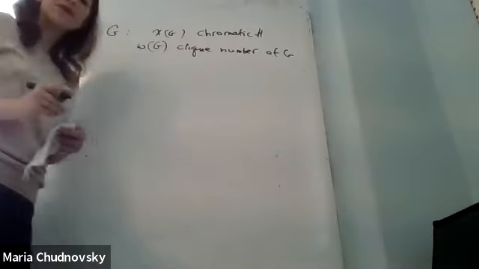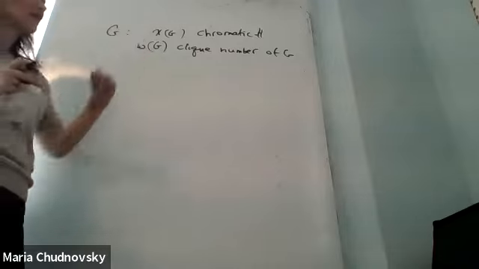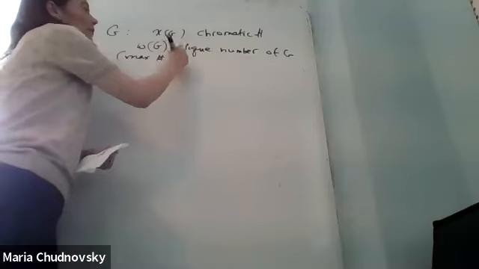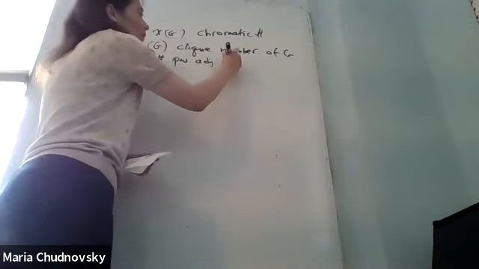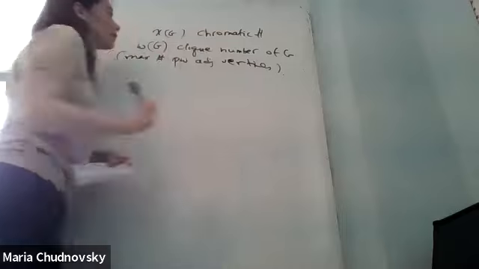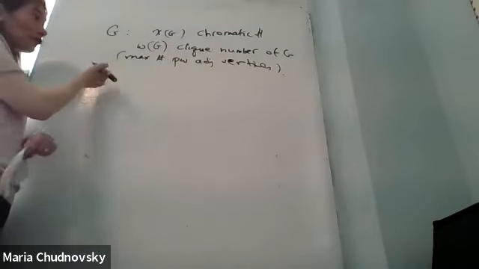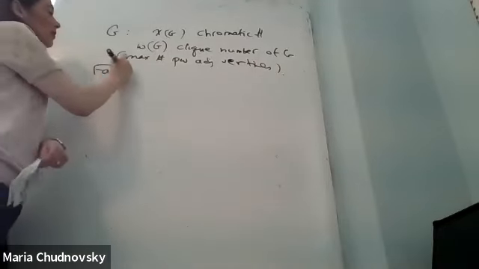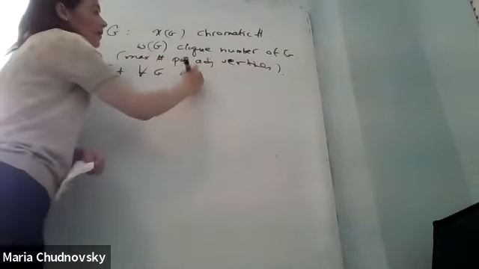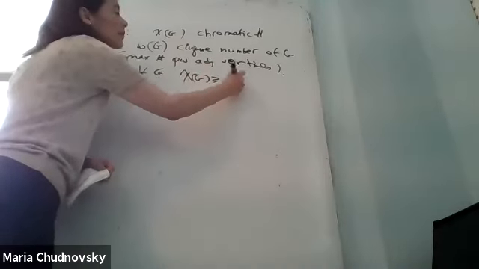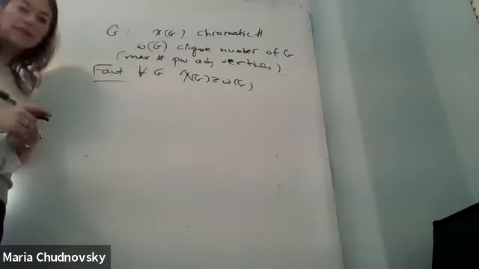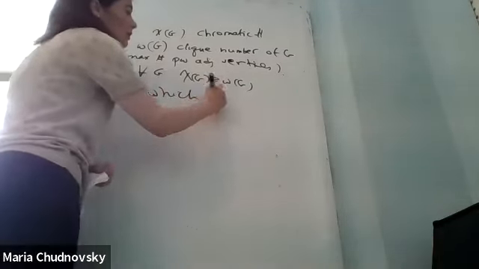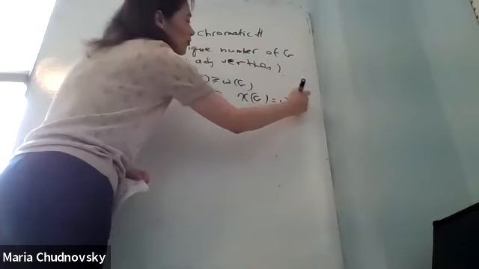A clique is a bunch of pairwise adjacent vertices, and the clique number is the size of the biggest clique, the max number of pairwise adjacent vertices. And so obviously it is always true that the chromatic number is at least the clique number, and you could ask, when are they the same? The question is: for which G does chi(G) equal omega(G)?